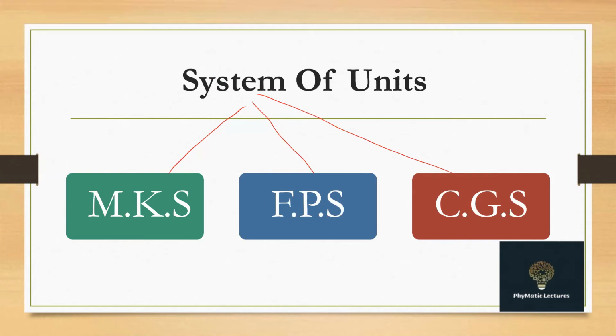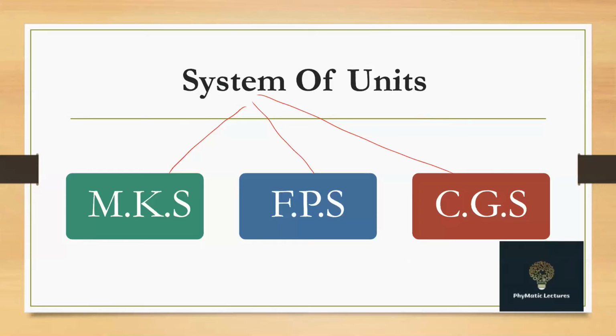And what is the FPS system? The system in which the unit expressed for mass is pound, the unit expressed for length is foot, and the unit expressed for time is second. That is known as FPS, the foot pound system. And similarly, what is the CGS system? C stands for centimeter, G stands for gram, and S stands for second.